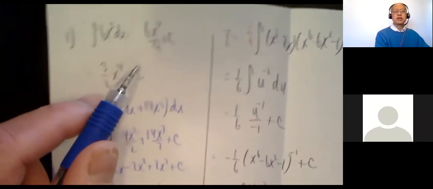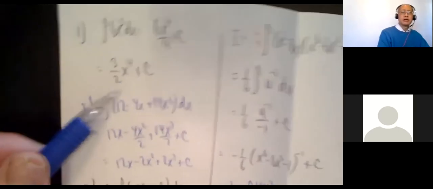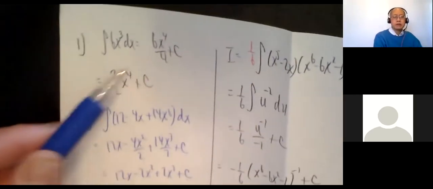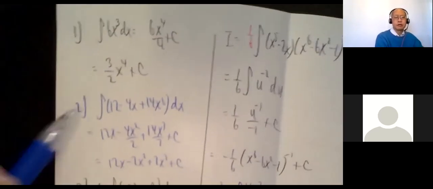Okay, number 1, integrate 6x cubed: 6x to the 4th over 4 plus c, reduces to 3/2 x to the 4th plus c. Remember, how can you always double check your answer? Take the derivative, right? Anytime you do an integration, you can check it with the derivative. The derivative of this comes out to be 6x cubed, doesn't it?